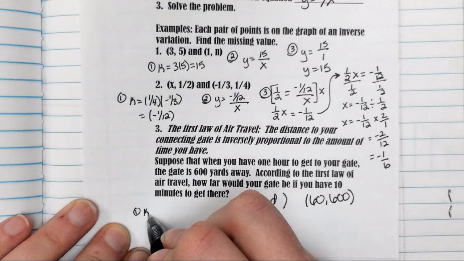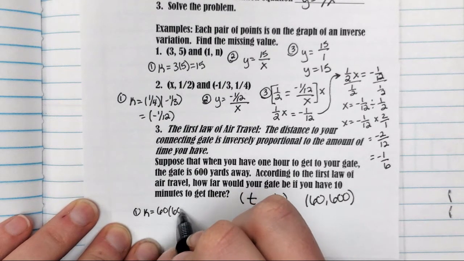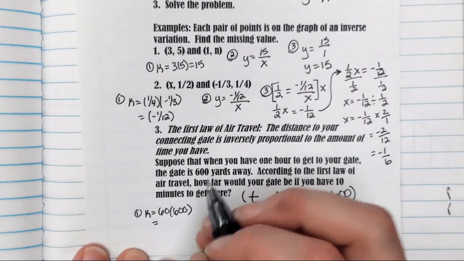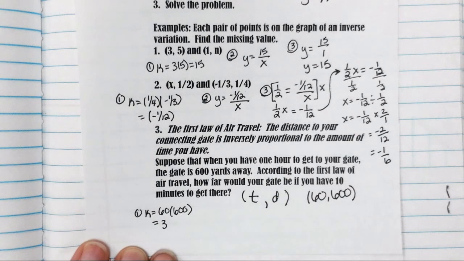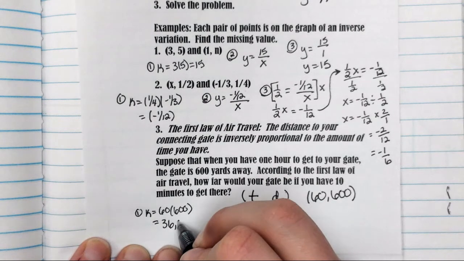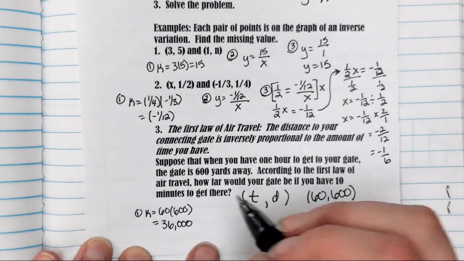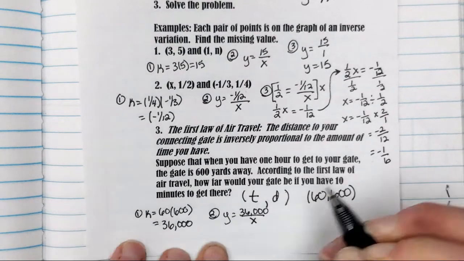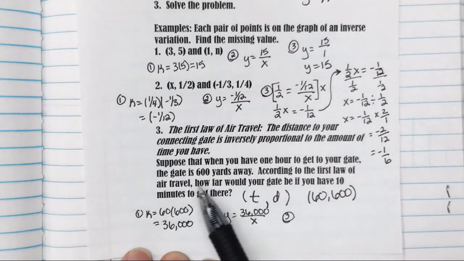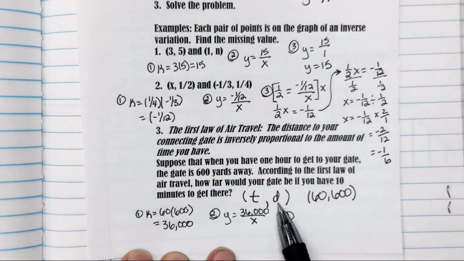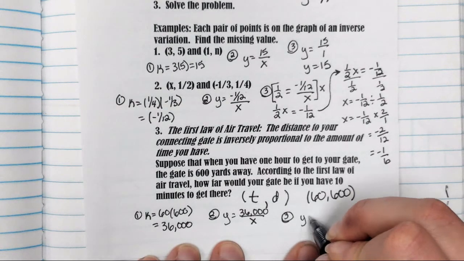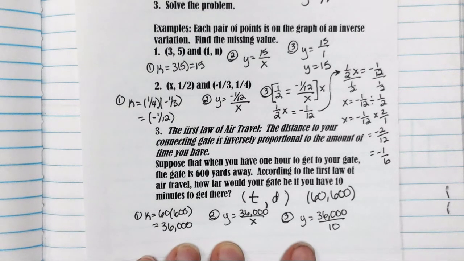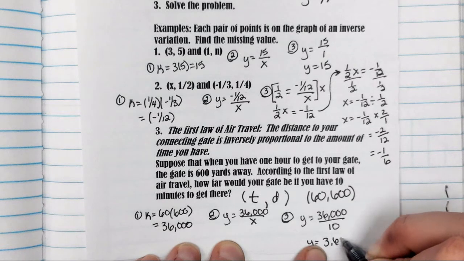So now I can find k. So k is going to be 60 times 600, which is 36,000. So then step 2, I'm going to plug back in, so y equals 36,000 over x. And then step 3, I solve the problem. So according to the first law of air travel, how far would your gate be? That's your distance, that's your y, if you had 10 minutes to get there. So y equals 36,000 divided by 10, which gives me y is equal to 3,600 yards.